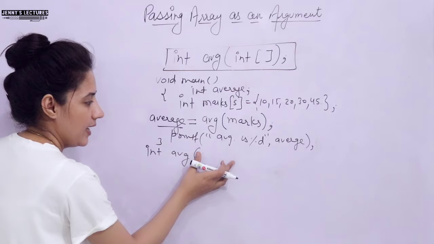So that is it, and here now what you will do, you will take int i, then sum and then average, right, and here you will do sum.